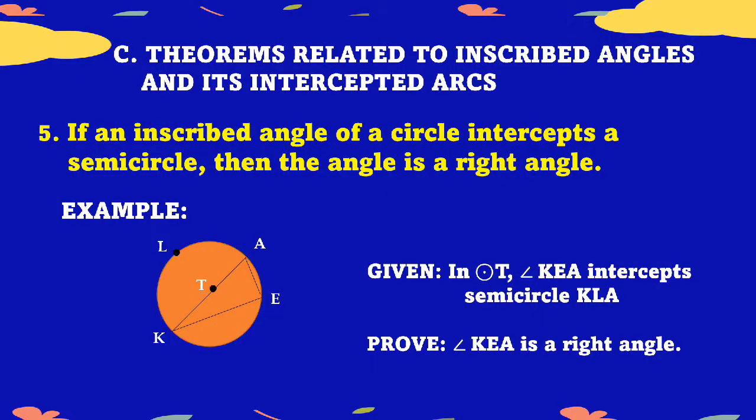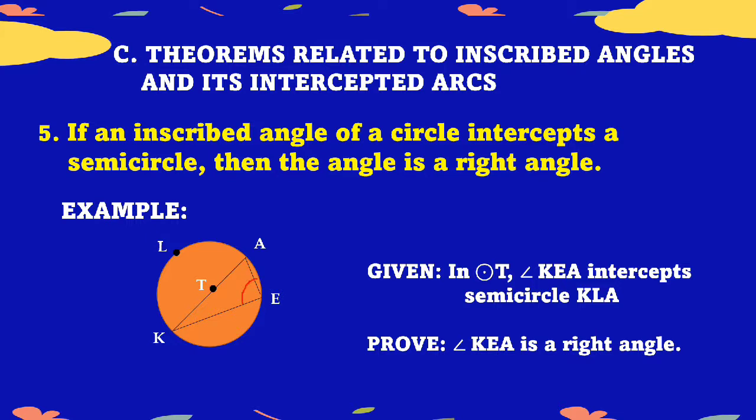The fifth theorem is this: if an inscribed angle of a circle intercepts a semicircle, then the angle is a right angle. In this example, we have circle T. Given in circle T, angle KEA intercepts semicircle KLA. Prove that angle KEA is a right angle.